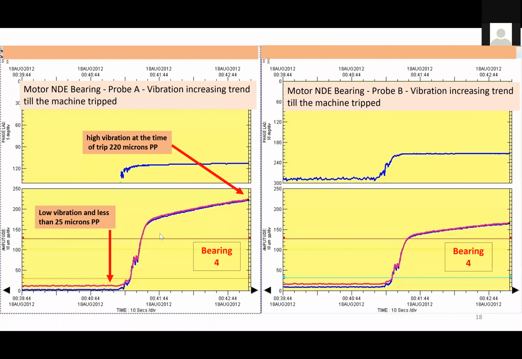Vibration started building up, and then they went up here. At this instant of them, the trip took place here. So as the vibrations were increasing here, this is one probe and the other probe. Here, this particular picture, I'm trying to show you how the vibration increased. And this is not a sudden increase. This is a gradual increase. It took around 120 seconds.